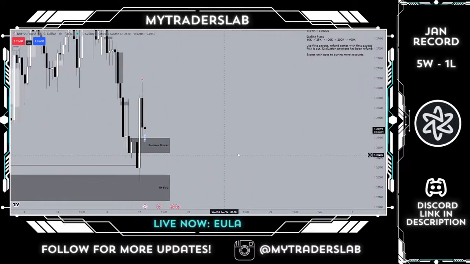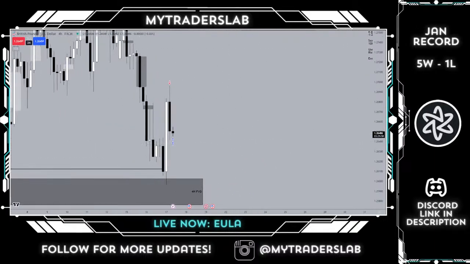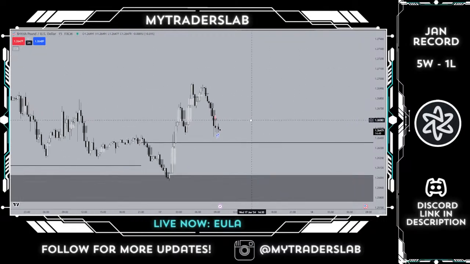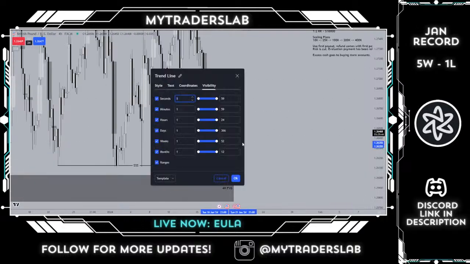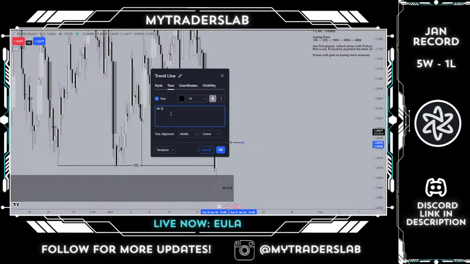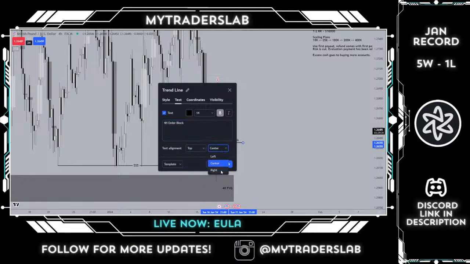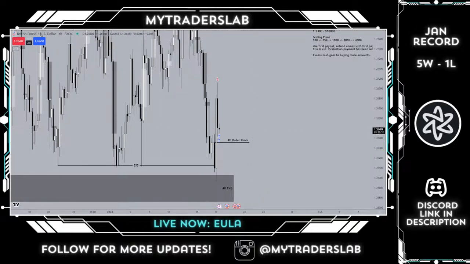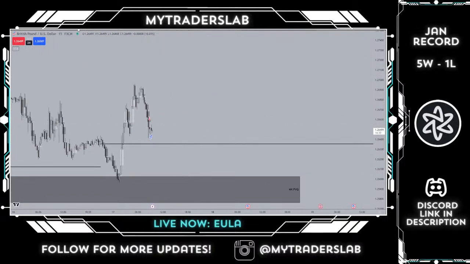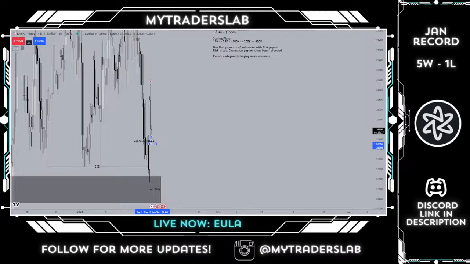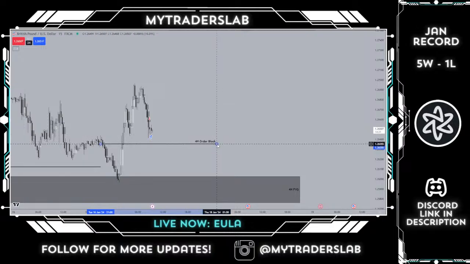Okay, so I'm gonna remove this. Let's look at the 4 hour. Ideally, it comes out to a body close. I don't want it to react off the wick because that would really suck. Okay, so this is the line for the 4 hour body. Okay, 4 hour order block starts here. So on the 15-minute, we should be able to see something, preferably. Right, there we go.